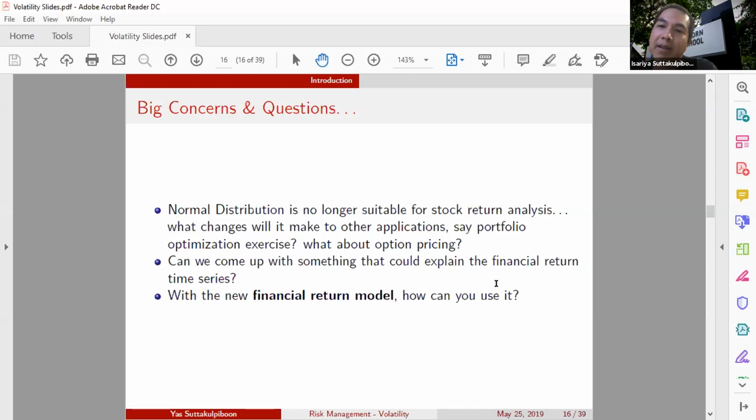Can we come up with something that could explain the financial return time series? Or can we incorporate any new model into modeling something that used to be normal, but now has something different, right? With the new financial return model, can you use it?